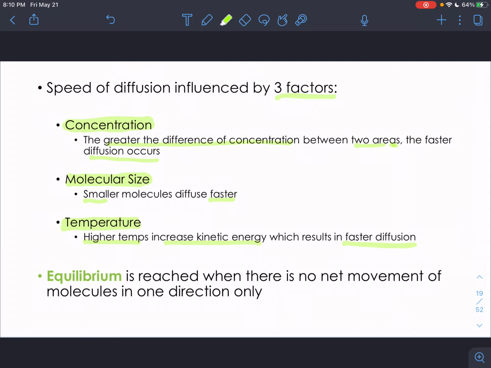When there is no net movement of molecules in one direction, we have reached equilibrium. Okay, so there's no longer a concentration gradient if there's no net movement. Okay, so again, if you're moving from an area of high concentration to low concentration, obviously molecules are moving. Once you've reached equilibrium and everything's fully diffused and there's no areas that have more high concentration, then we've reached equilibrium.